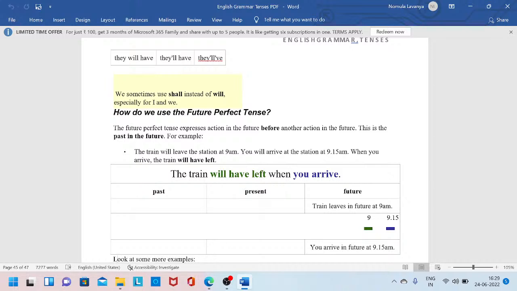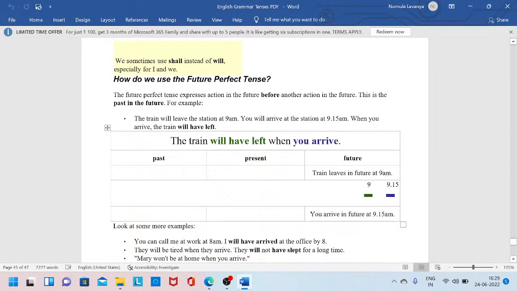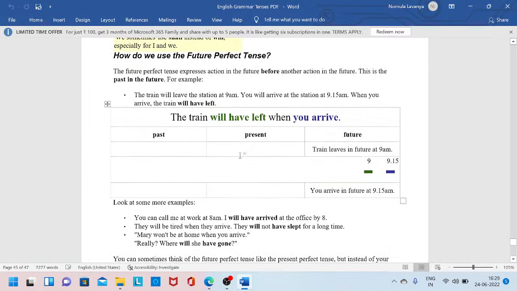The train leaves in the future at 9 a.m. Okay, this is talking about the future. You arrive in the future at 9:15 a.m. By the time you come, the train must have left. So for some more examples, you can call me at work at 8 a.m. I will have arrived at the office by 8.